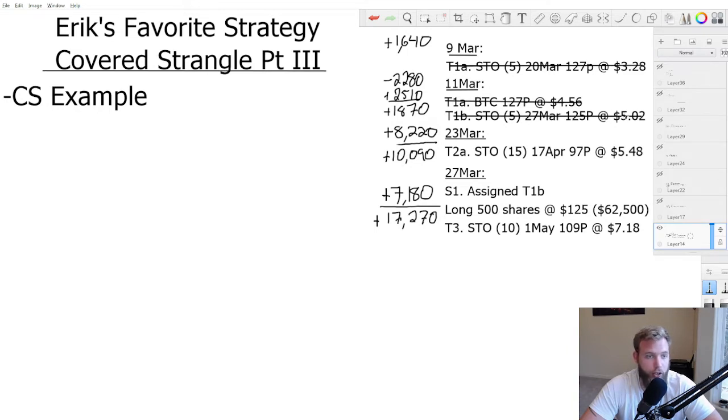Obviously, I keep that credit. I didn't pay anything out of pocket, so I'll collect that money. And I also sold to open an additional 10 lot on 1 May at the 109 put. And I collected $7.18. So what's going on right now is I've established a second working position. These 97s are still going to serve as my anchor in case the market continues to decline. I have something to work with for those 125s to reduce my basis to something manageable.